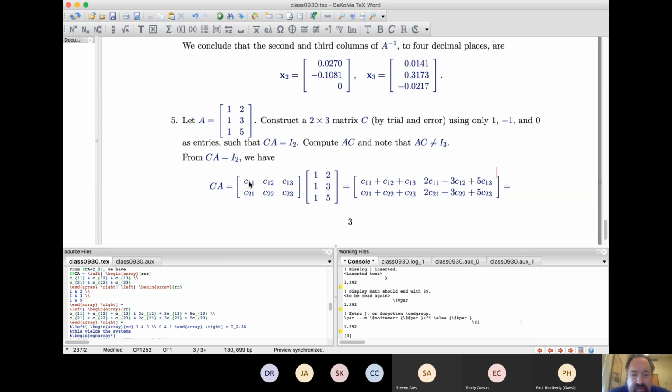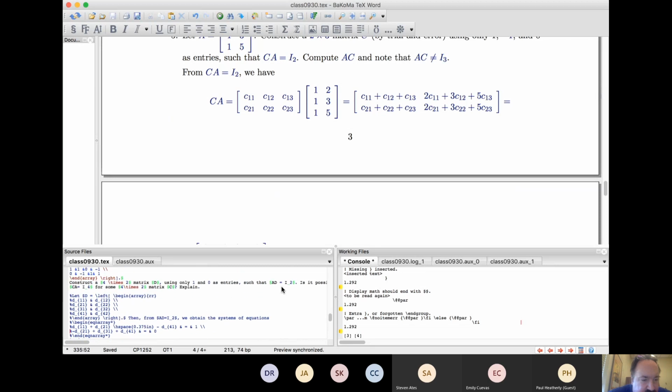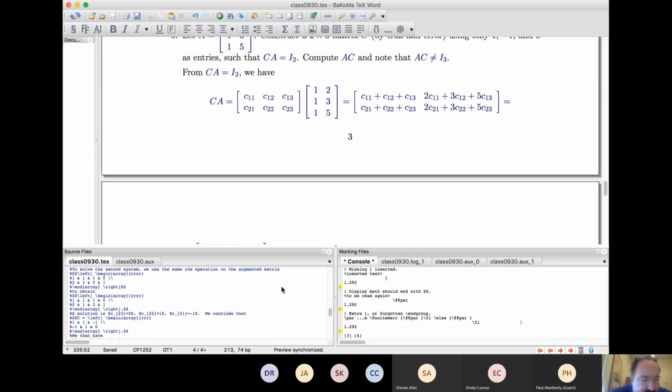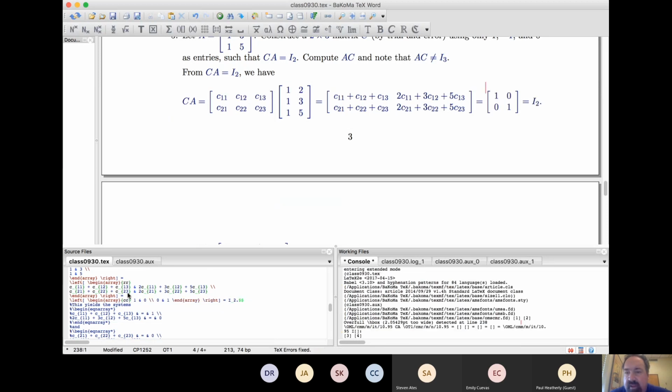So I take this row times this column. So C11 times 1 plus C12 times 1 plus C13 times 1 gives me this. Multiplying this row times the second column gives me this. Notice they're multiplied by 2, 3, and 5. And then similarly working with the second row. So this product is all worked out. But that has to equal the 2 by 2 identity matrix: 1, 0, 0, 1. That's the 2 by 2 identity.